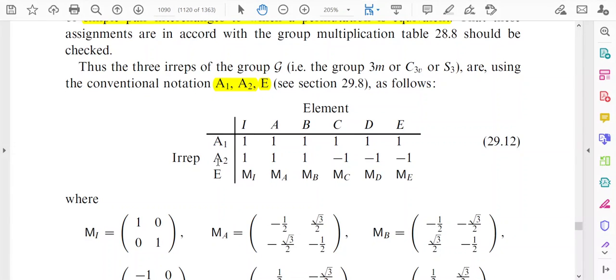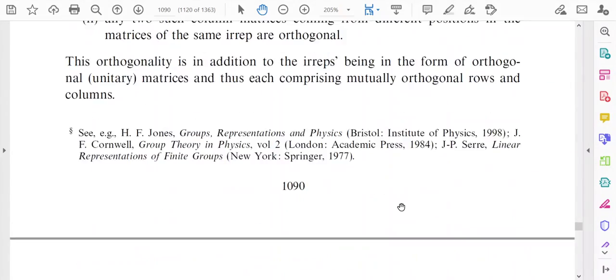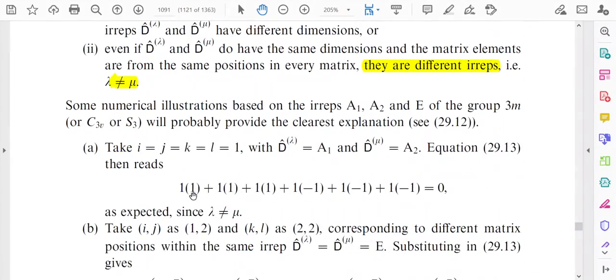So in the orthogonality theorem, the left hand side is actually the product between the elements. These are only 1 by 1 matrices, so only the product between the elements is needed. Suppose you consider this particular column, then the products will be 1 into 1, then again 1 into 1, then again 1 into 1, then 1 into minus 1, then 1 into minus 1, then 1 into minus 1, and you have to sum over these products. So the sum of these products will be 0. Now it should be expected. Why is it 0? Because lambda is not equal to mu, that is why this 0 value is expected.